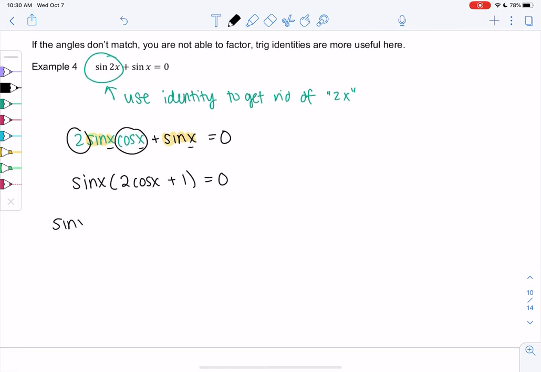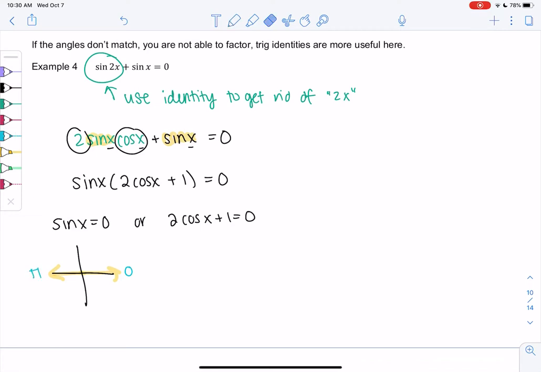So sine of x equals 0, or 2 cosine x plus 1 equals 0. So just like in algebra, right, when you had two factors, you could say, as long as the other side is 0, you can do this. So when does sine equal 0? So sine is the y value, so it'll be 0 here and here. So at 0 and pi.